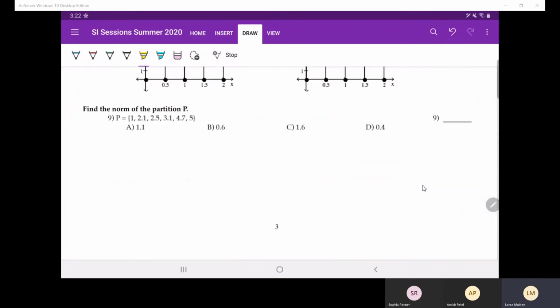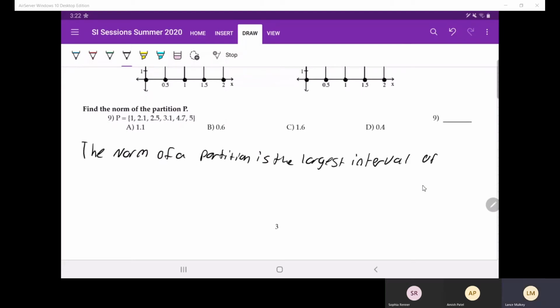All right, the norm of a partition. What is the norm of a partition? Do you guys know? I had to look it up earlier. The interval between 3.1 and 4.7. Did y'all know what the norm of a partition was?